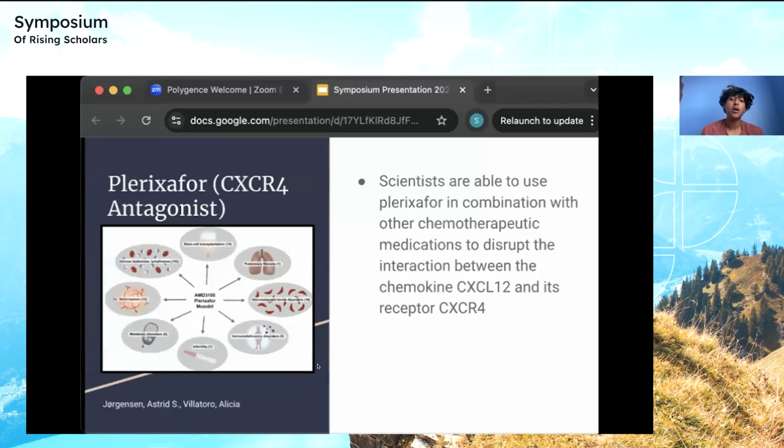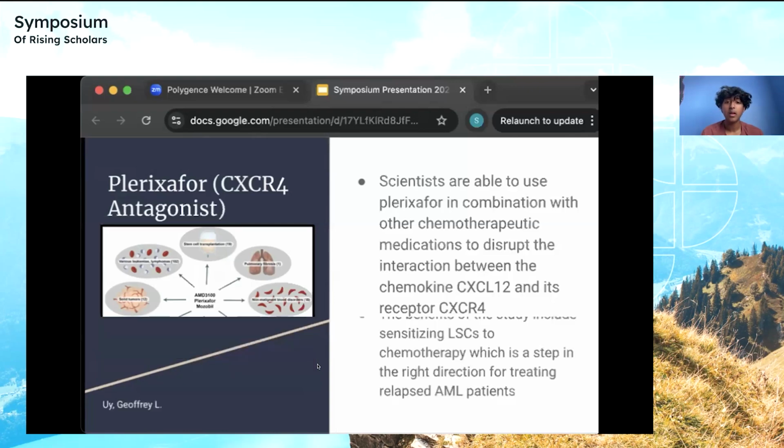So the specific drug or solution that I'm looking into today is Plerixafor, which is specifically a CXCR4 antagonist. And scientists are able to use Plerixafor in combination with other chemotherapeutic medications that I'll go over to disrupt the interaction between the chemokine CXCL12 and its receptor CXCR4. This interaction mobilizes LSCs out of the protective niche, which makes them vulnerable to forms of treatment, and this strategy can be used to eradicate dormant LSCs, which are the root cause of AML relapse.